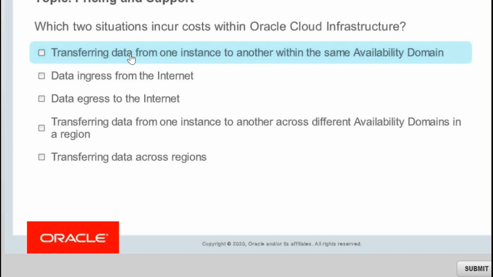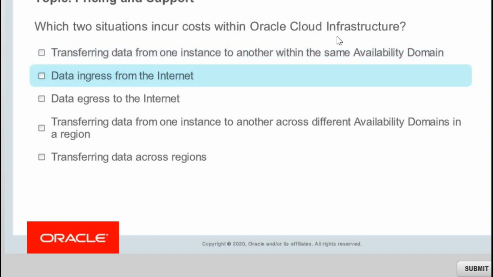Which two situations incur cost within OCI? There are different situations, and you have to choose when you actually have to pay the cost to use that particular thing. Transferring data from one instance to another within the same availability domain. I tell you that is totally free if you are using the same availability domain in the same region, totally free.